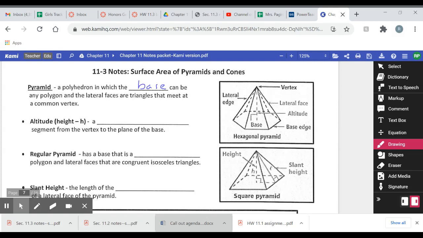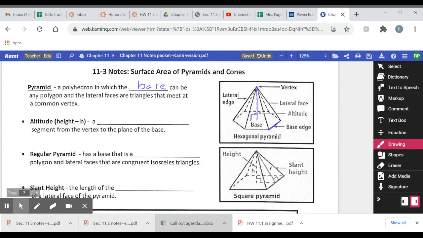You can see in this picture to the right here that it's a hexagonal pyramid, and you can see the vertex is this point up at the top. You can see the lateral edges are kind of the straight edges of the triangles that make up those lateral faces. You can see the base edge is down here along the bottom, and you can see the next word that we have written here is called the altitude. And you can see the altitude in this case comes down through the middle of the pyramid and forms a right angle with the base.